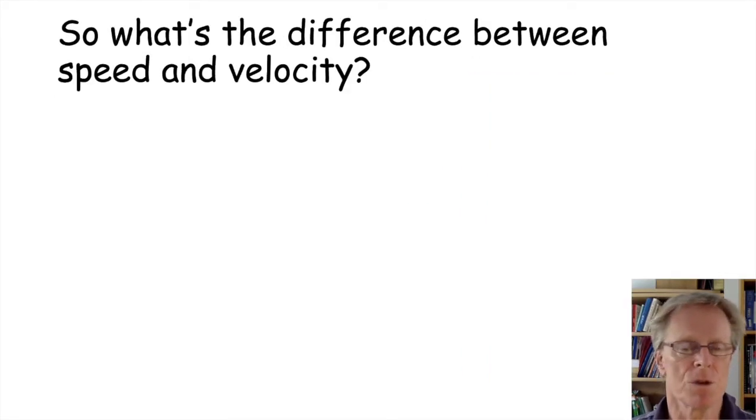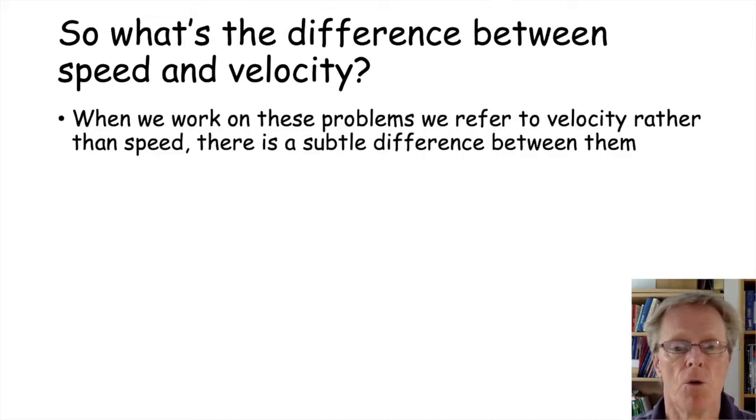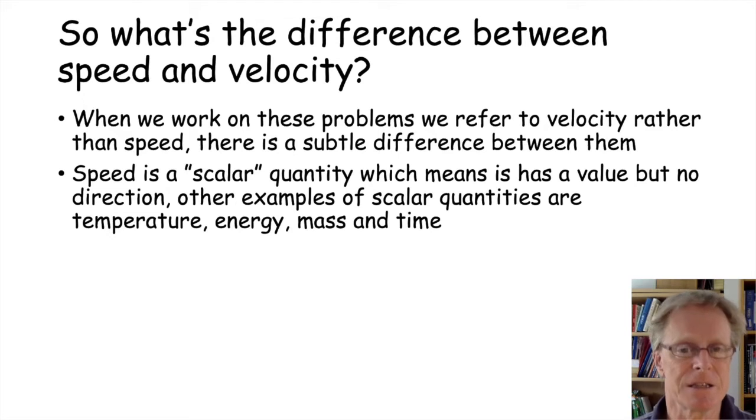So first of all, what's the difference between speed and velocity? Why do we always refer to velocity in these problems? Well, first of all, there is a subtle difference between them. Speed is a scalar quantity, which means it's got a value, but it doesn't necessarily have any direction to it. And other examples of scalar quantities are temperature, energy, and mass, and so on. These don't have any direction at all.